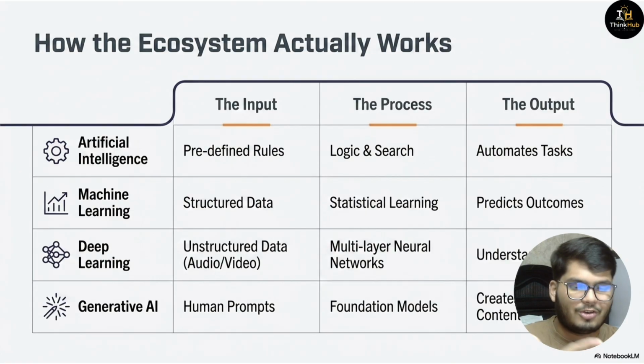And this was the short information. Second is machine learning, third is deep learning, and fourth is generative AI. So basically this is the input, and you can see the process and the output.